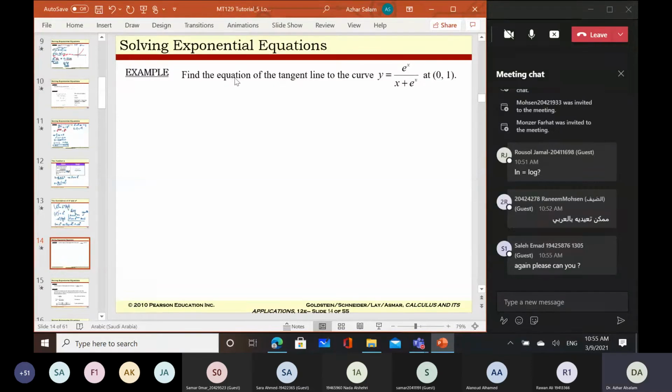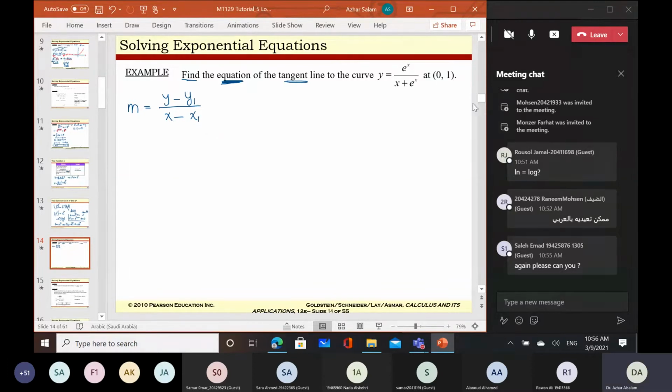But now, more applications about the natural exponential functions. The question here is to find the equation of the tangent line, not only the slope, the whole equation is required. So I need a slope, which is m, equal to y minus the y-coordinate, divided by x minus the x-coordinate, x1.